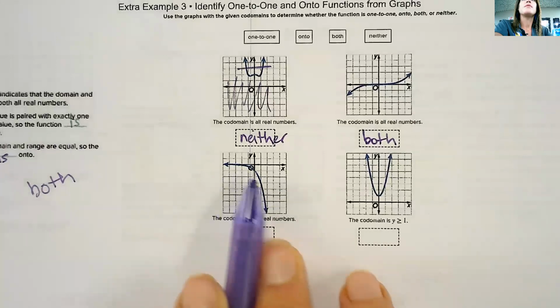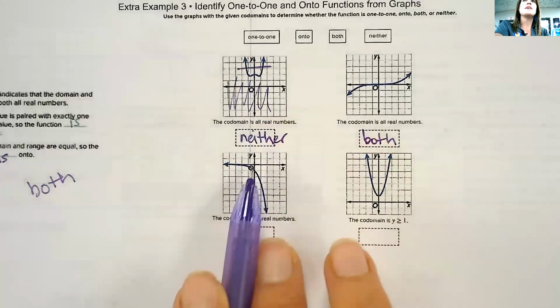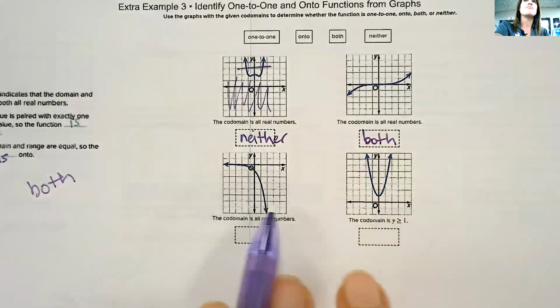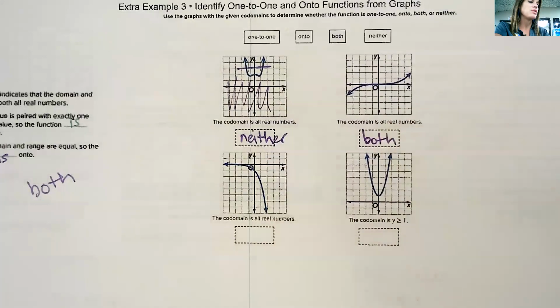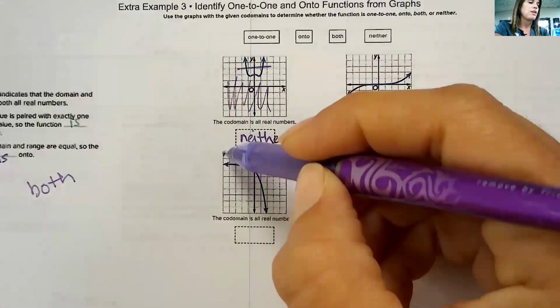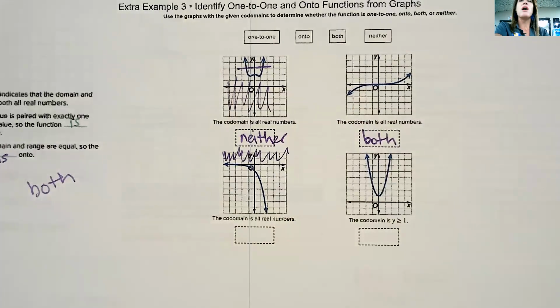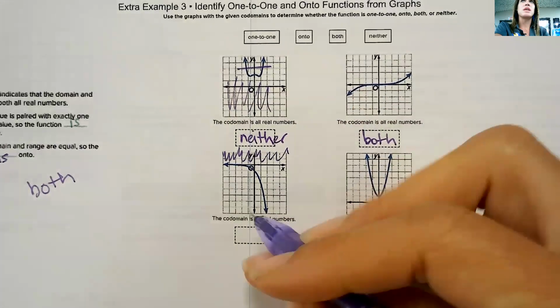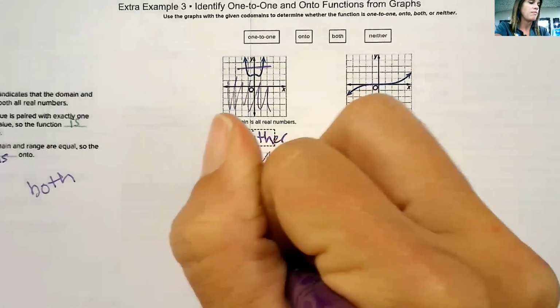This one, horizontal line test is fine. So this one is 1 to 1. Is it onto? Well, it never comes up here. It's not going positive. So it's not onto because it's not all real numbers like it says down here. So this one is just 1 to 1.